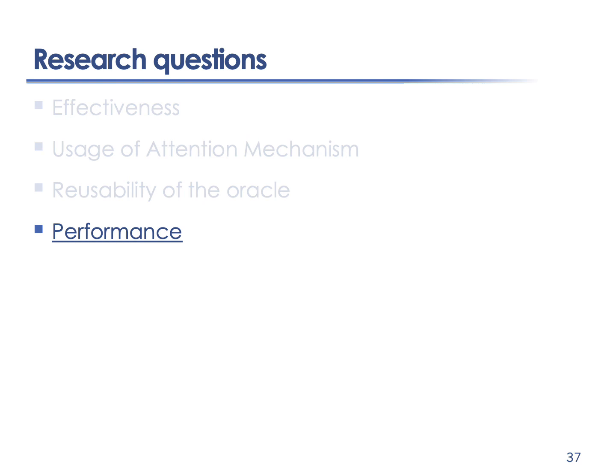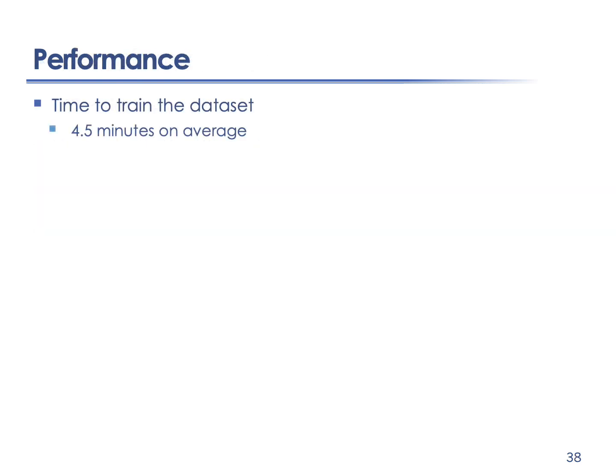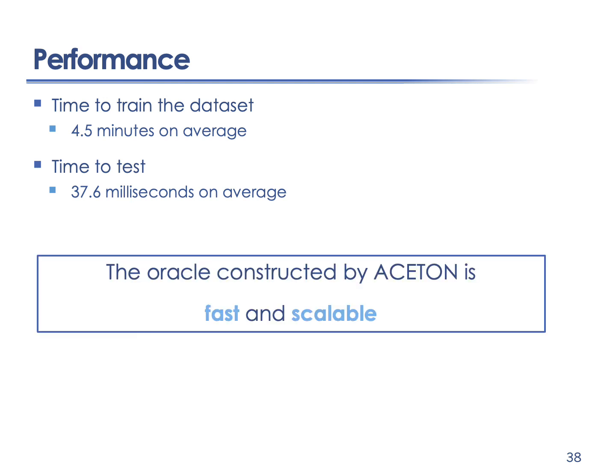Finally, we evaluated the performance characteristics of ACETON. On average, it takes 4.5 minutes for ACETON to train the oracle on the whole dataset, and after training, it takes approximately 37 milliseconds on average to predict the label for a test data. These results confirm that our proposed oracle is fast and scalable.